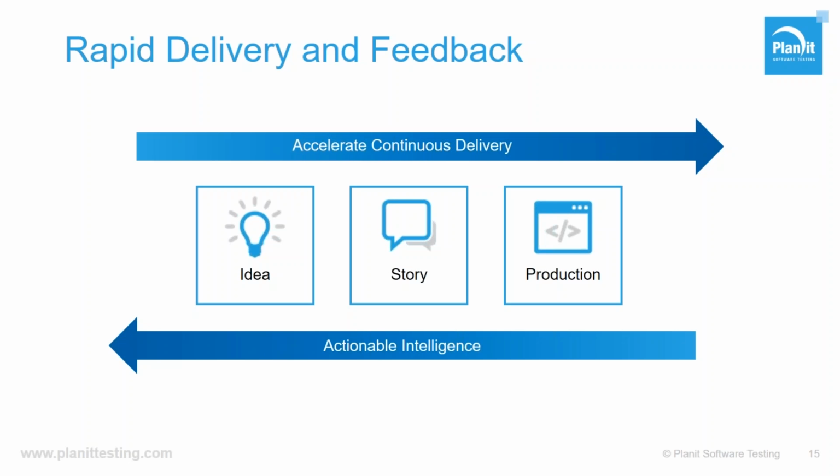So as I've said, we need to make sure that we are delivering much quicker. So this slide is really saying we need to accelerate from idea to story to production. And we need to make sure those fast feedback loops are happening, which is our actionable intelligence. So we need to gather feedback, which we are then going to action as potential new ideas and maybe other new stories. So this is where we need to be getting to optimize our agile delivery.